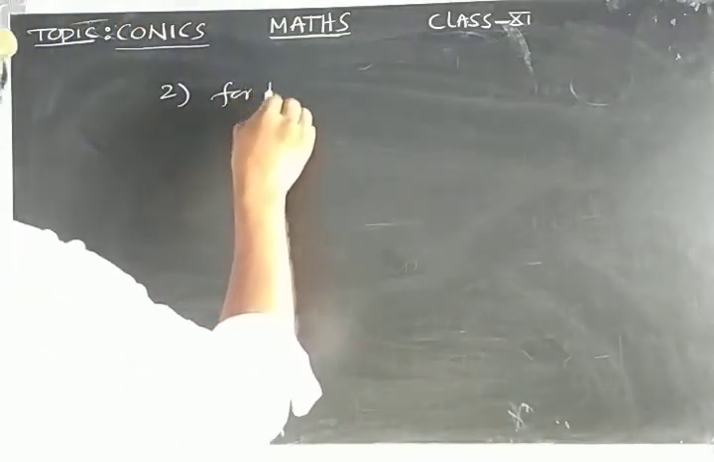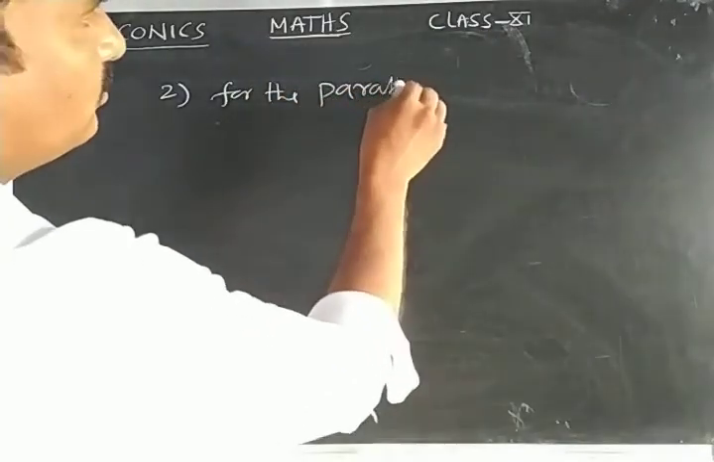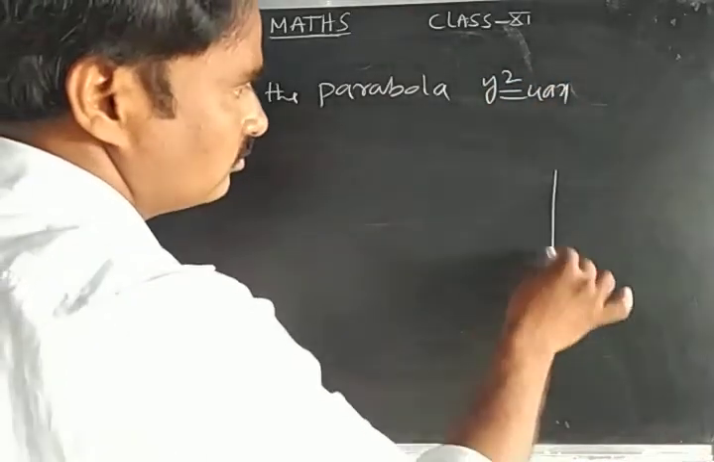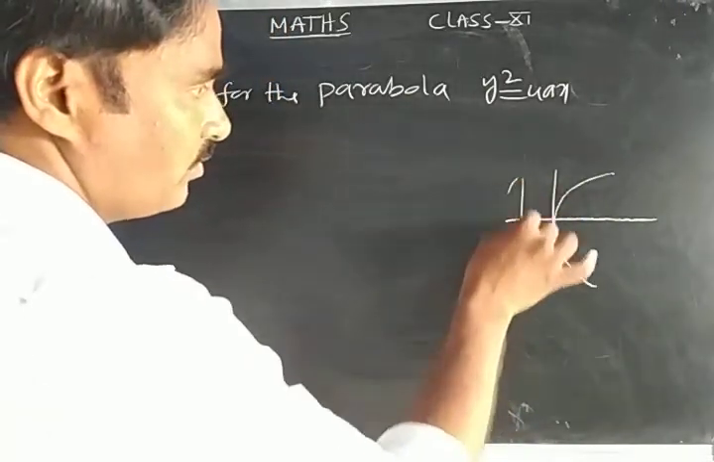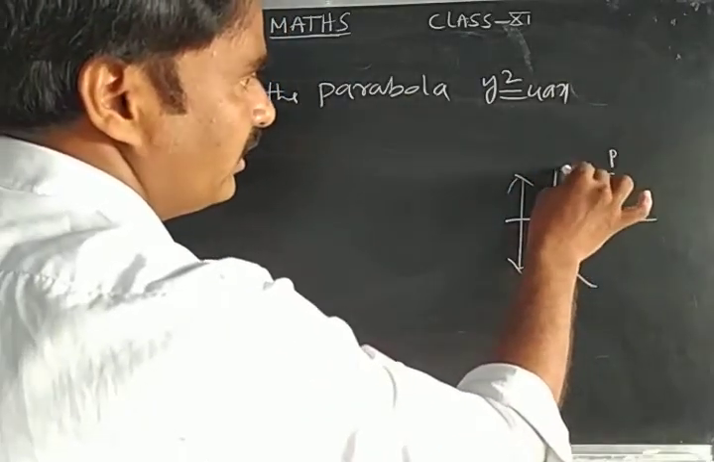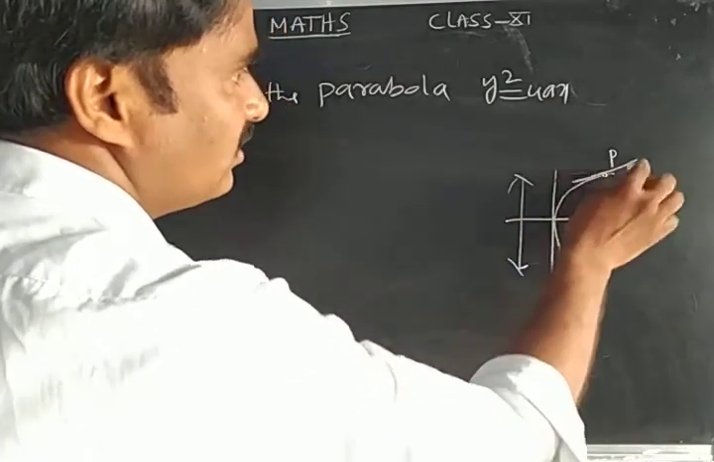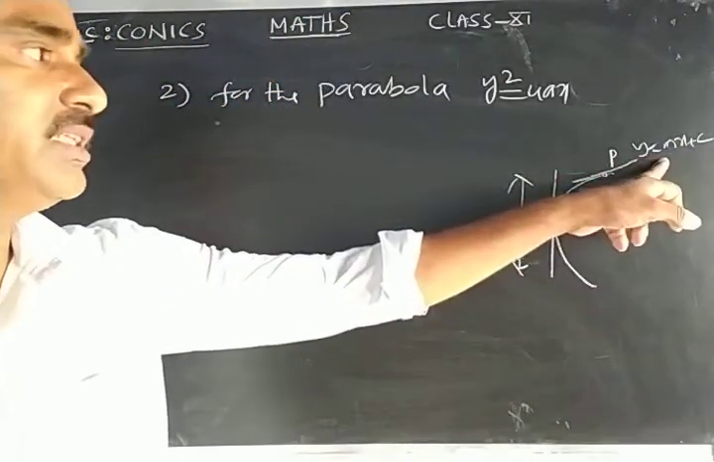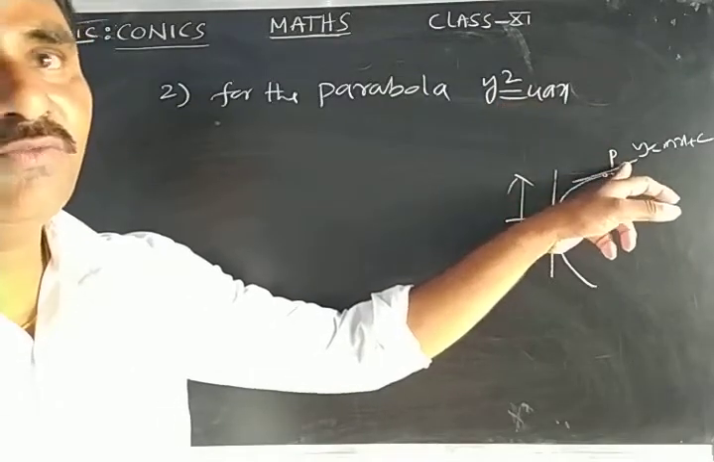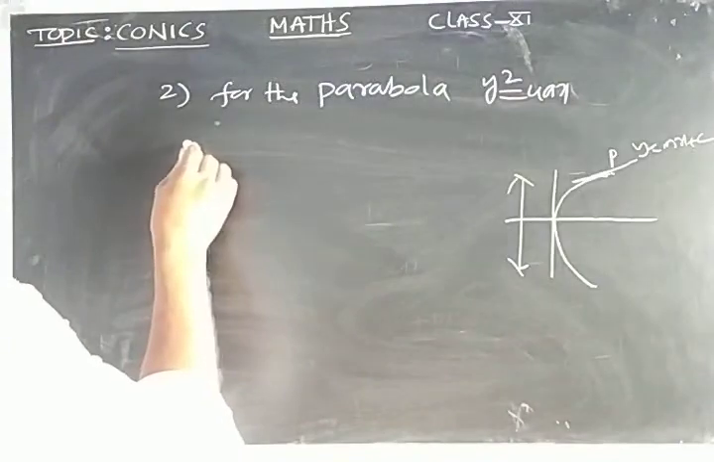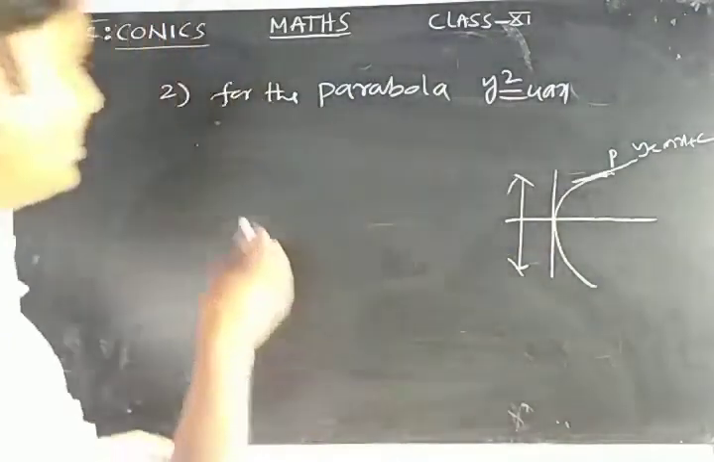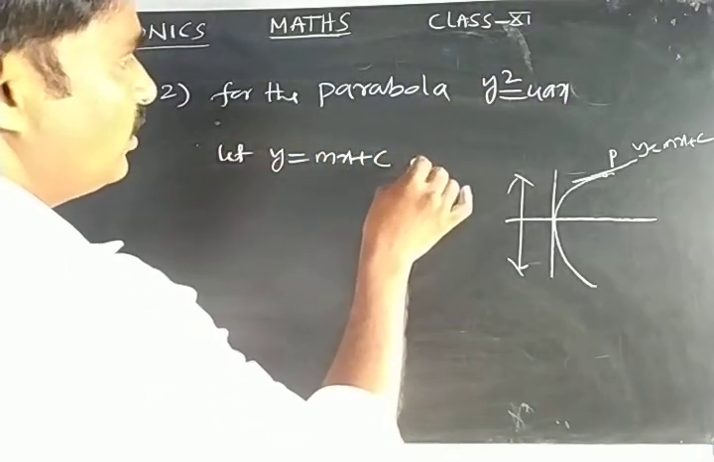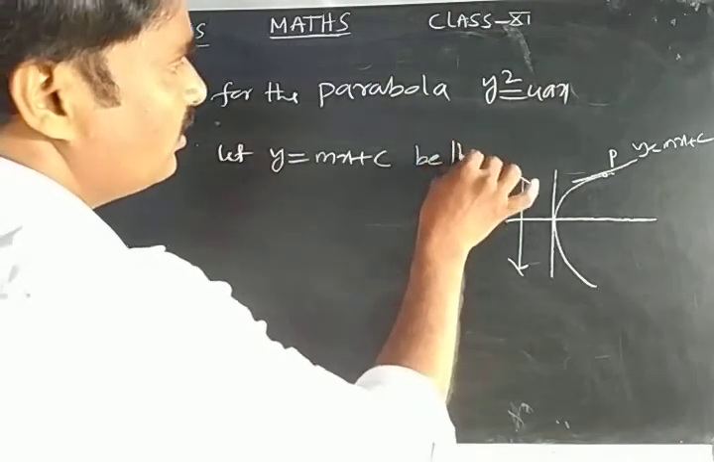Second, for the parabola, I am taking the standard equation y square equal to 4ax. Here I will take one point. This is the tangent y equal to mx plus c. So I am taking the tangent line y equal to mx plus c to this standard parabola at point P, where P I will take as x1, y1. Now let us derive the condition of tangency. Let y equal to mx plus c be the tangent equation.